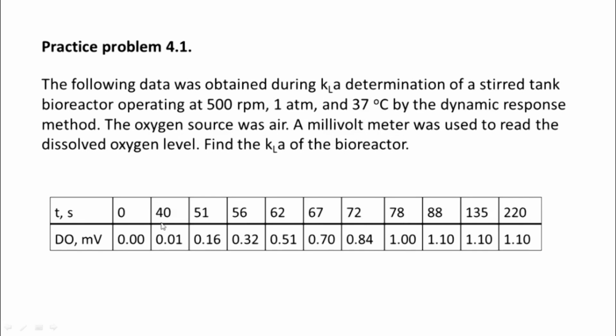Let us finish this lecture with this practice problem 4.1. We will solve this problem in the next lecture. This is a problem for practicing the measurement of KLA. The following data was obtained during KLA determination of a stirred tank bioreactor operating at 500 RPM, 1 atmosphere pressure and 37 degrees C by the dynamic response method. The source oxygen was air. A millivolt meter was used to read the dissolved oxygen level. Find the KLA of the bioreactor given this data.